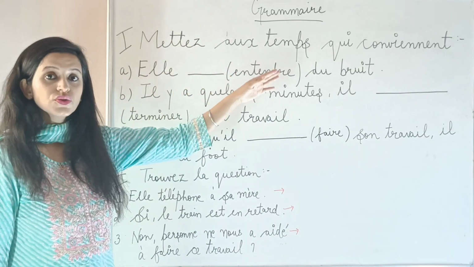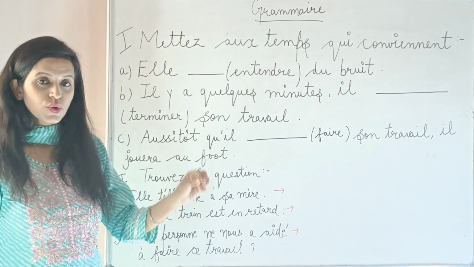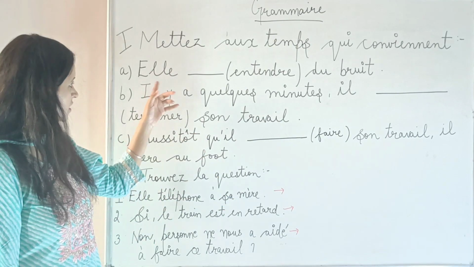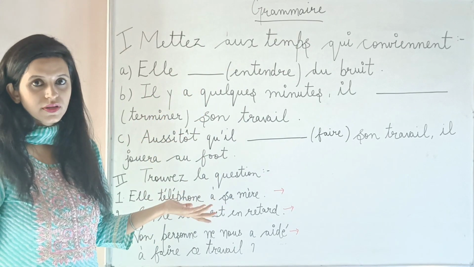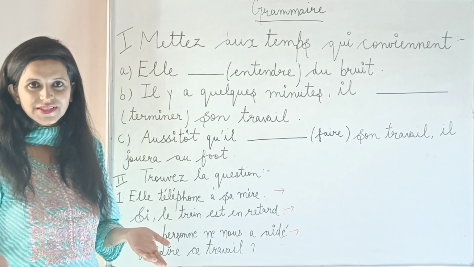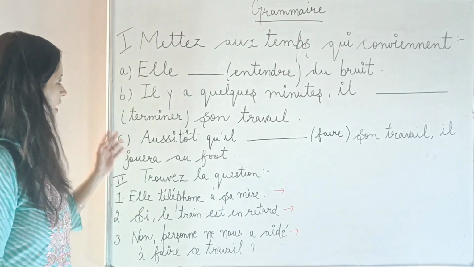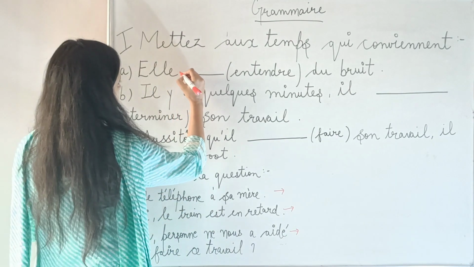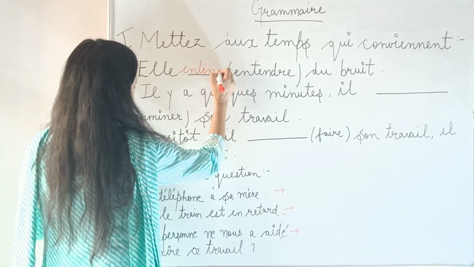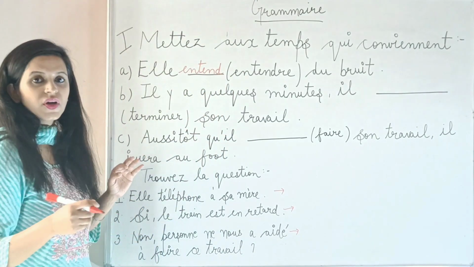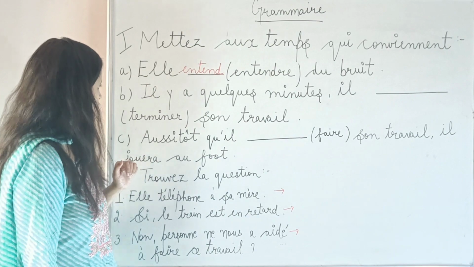Elle dash entendre du bruit. So you need to look for the keywords. You can see in the first sentence, there is no keyword. That means which tense are you going to write? Présent. Elle entendre du bruit. So you're going to write present tense. Elle entend, she's listening to some noise. Let's move to the next part.